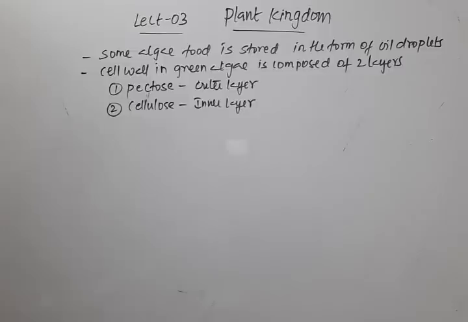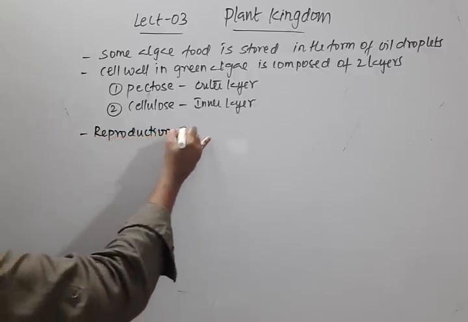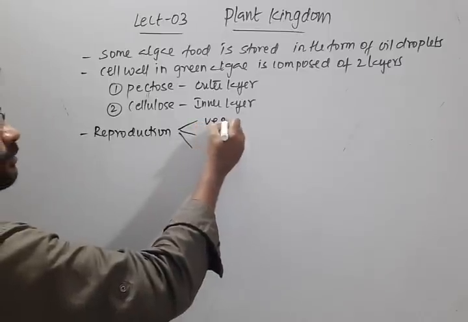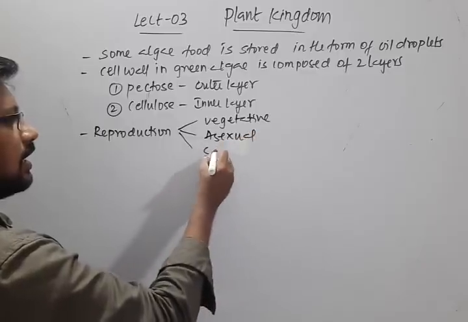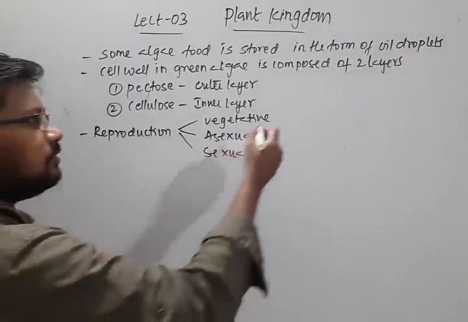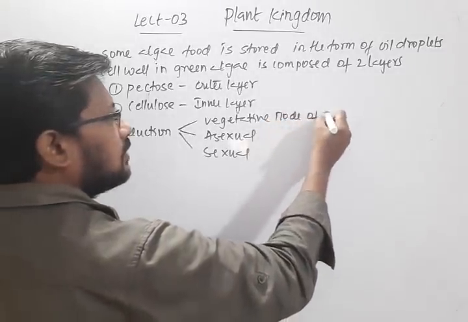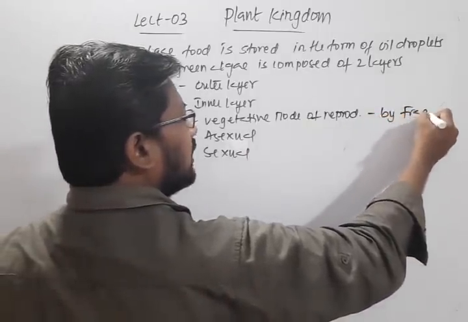Okay, then coming to reproduction. Here, these green algae reproduce by all the three methods. They reproduce by vegetative, by asexual, and also by sexual modes of reproduction. So all three modes of reproduction we see in case of these green algae. And the vegetative mode of reproduction is by fragmentation.